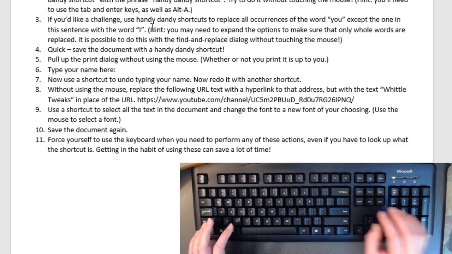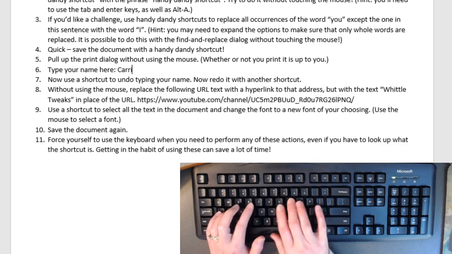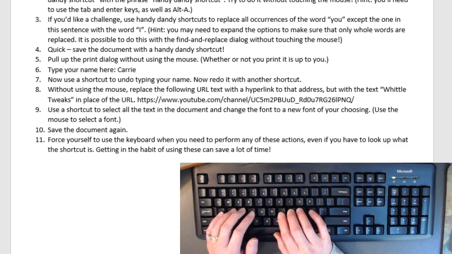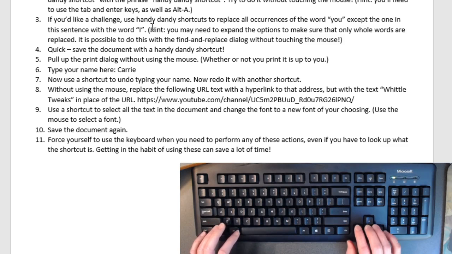All right, we are on number 6. Type your name here. I'm going to use the End key and then type in my name. And then number 7 says use a shortcut to undo typing your name. So Control Z to undo. And now redo it with another shortcut, Control Y redoes it. Right, and then we will come back to number 8 in just a moment.